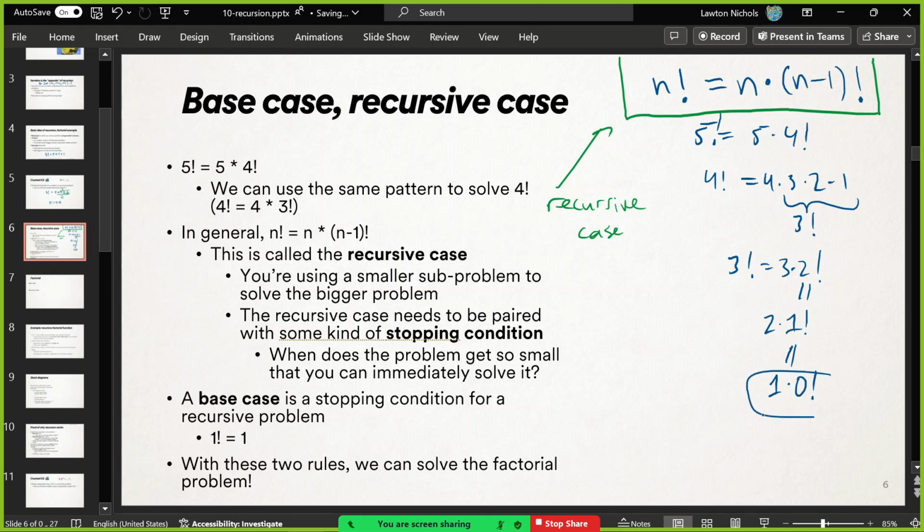1 factorial, if I were to follow this recursive case rule, that's equal to 1 times 0 factorial, right? Just plugging in the numbers. And technically this is okay. 0 factorial in math is defined to be 1. That's okay. So we can keep going. All right, 0 factorial, what's that equal to? That's equal to 0 times negative 1 factorial.